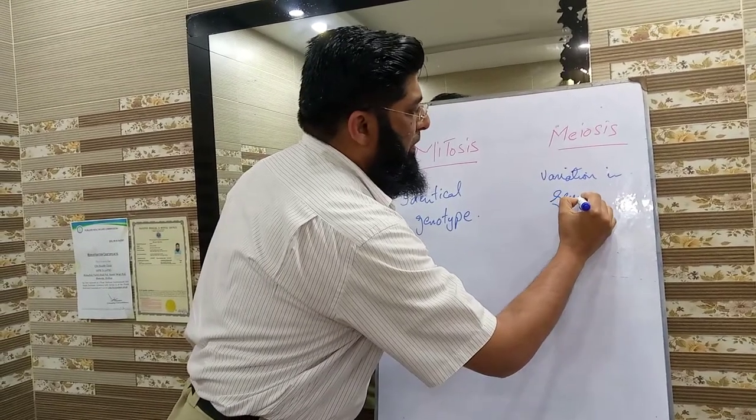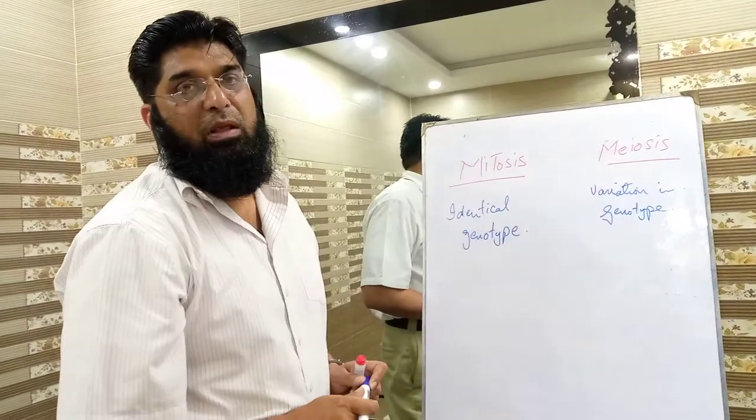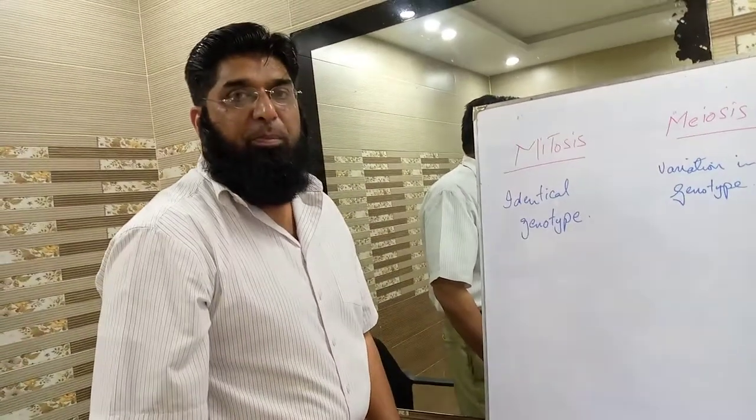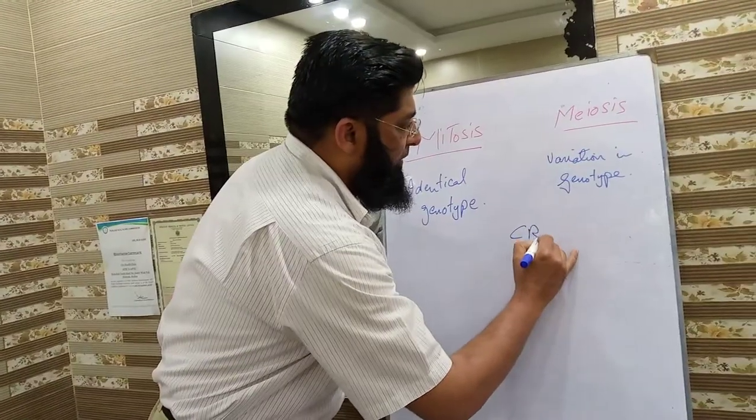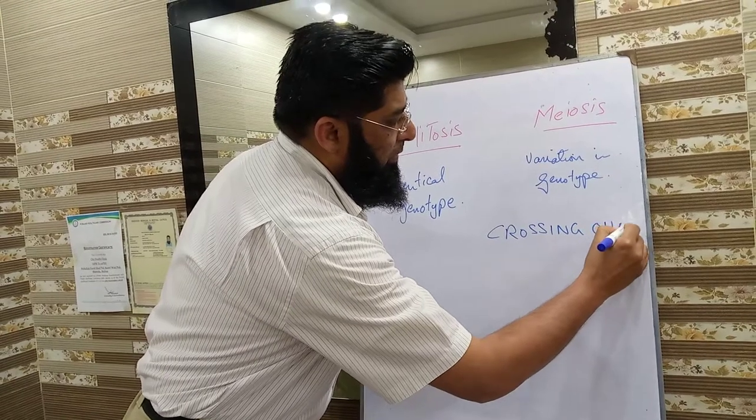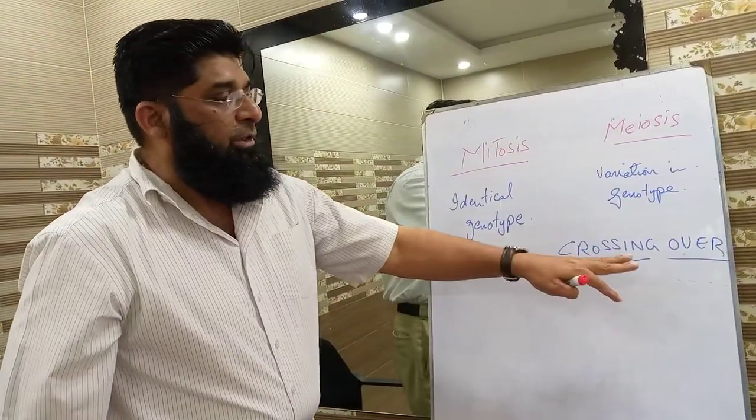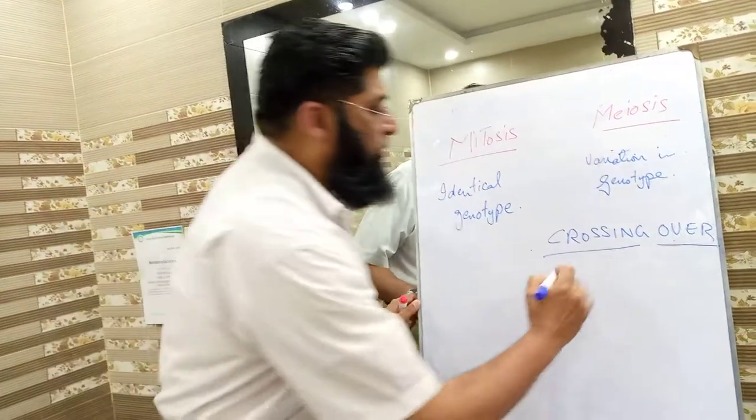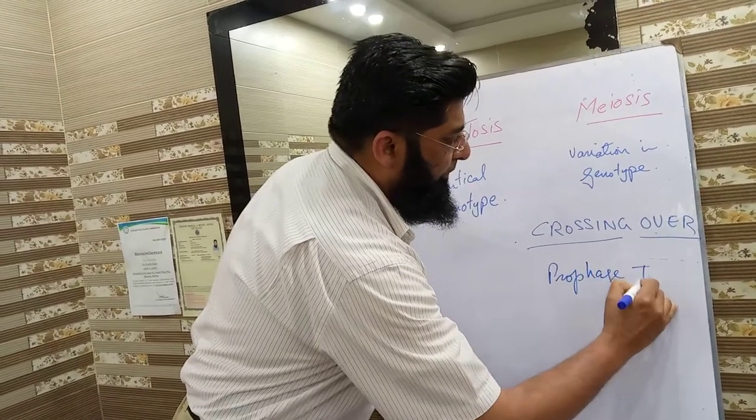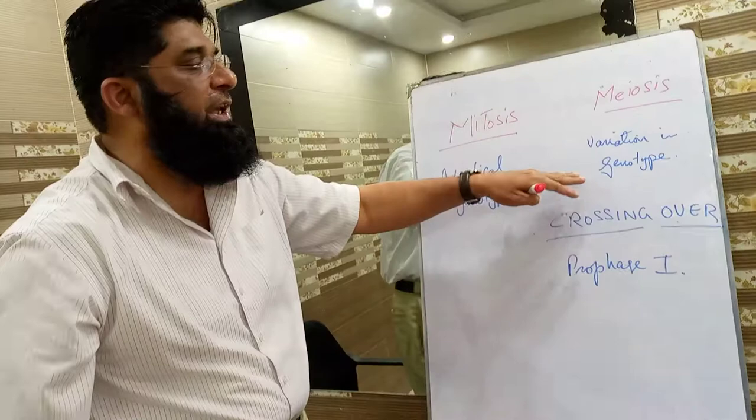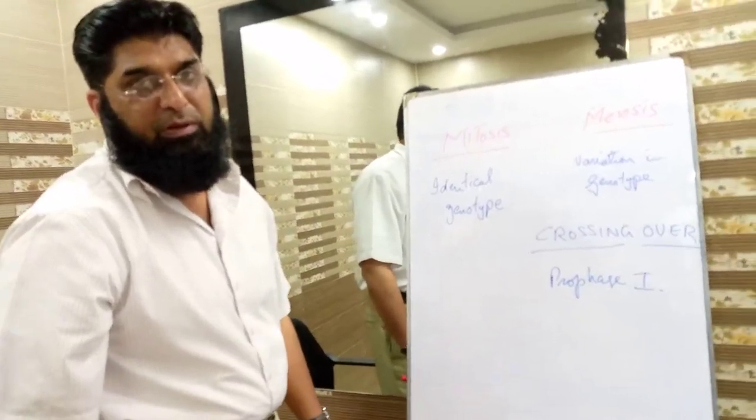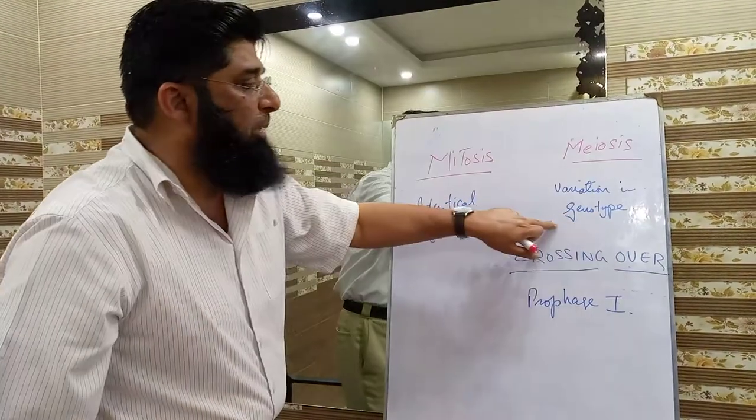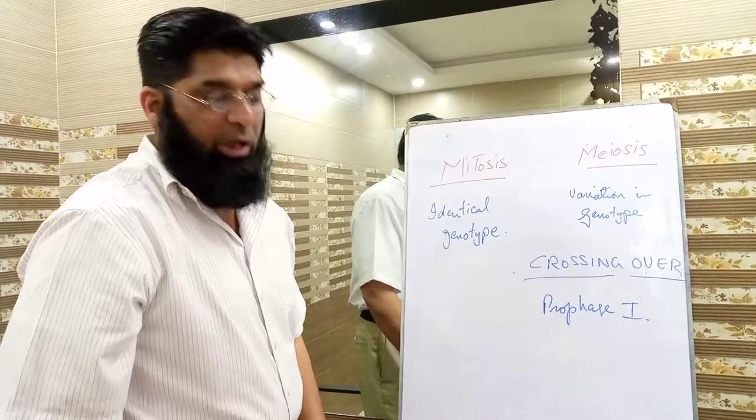Variation in genotype. Why does this happen? Students, this is because of a process called crossing over. This crossing over of chromosomes or chromatids occurs in prophase 1 of meiosis 1, and this leads to the change in genotype of the daughter cells. Mitotic daughters will be identical to their parents, while in meiosis there will be a difference in genotype.